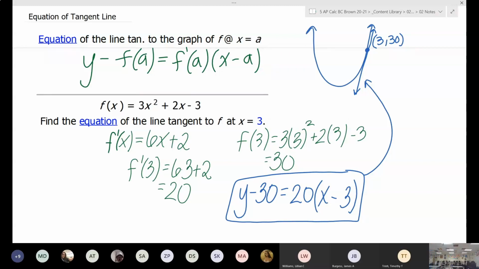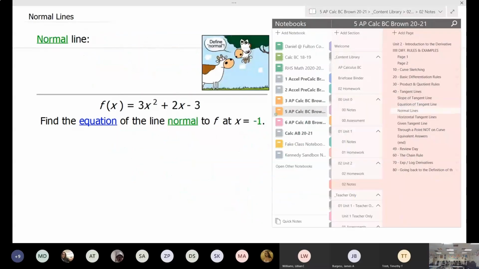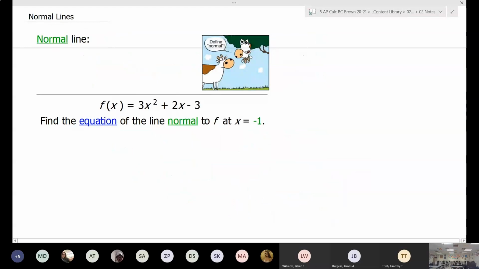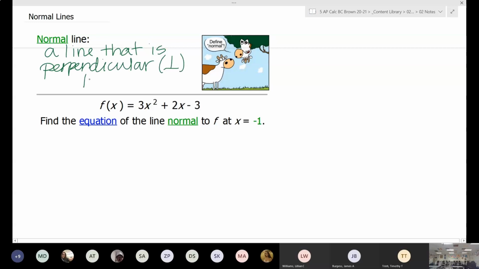All right, so we have tangent lines in calculus. We also have normal lines. A normal line is a line associated with the graph, but a normal line is a line that is perpendicular to the tangent line.